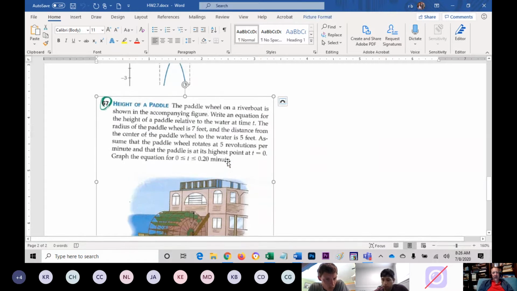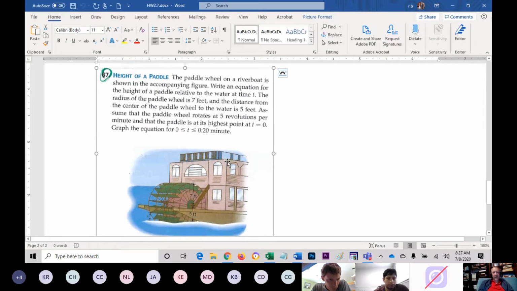All right, a paddle wheel of a riverboat is shown in the accompanying figure. Write an equation for the height of the paddle relative to the water at time t. The radius of the paddle is 7 feet. The distance from the center of the paddle wheel to the water is 5 feet. Assuming the paddle wheel rotates at 5 revolutions per minute and the paddle is at its highest at time t equals 0, graph the equation for t between 0 and 0.2 minutes.